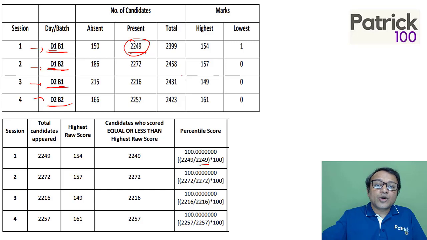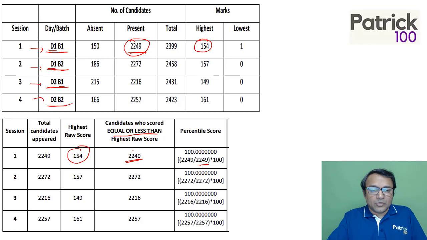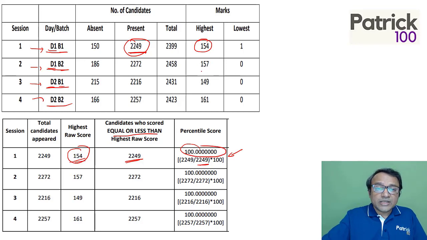Suppose you are a topper, with the highest mark of 154. That means the number of people with a score equal to or less than yours will be 2249. So using this formula, you'll get 100 percentile if you're a topper. That's what they're saying: every topper of every slot, across the 4 slots, will get 100 percentile based on this formula.